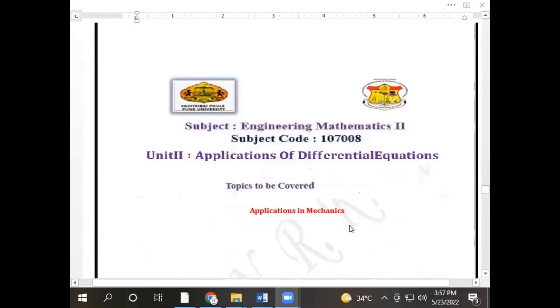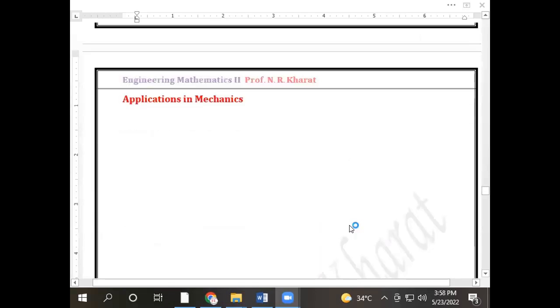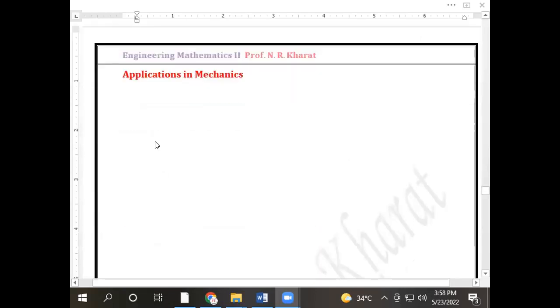Today we will see another application of differential equations which is very useful in mechanics. So today's topic is application in mechanics. Let's start today's topic, the application of differential equations in mechanics.